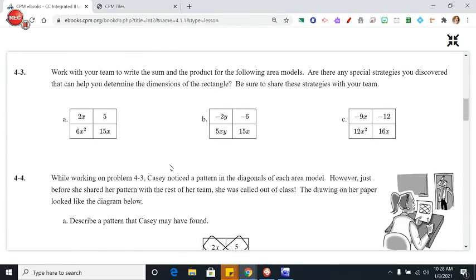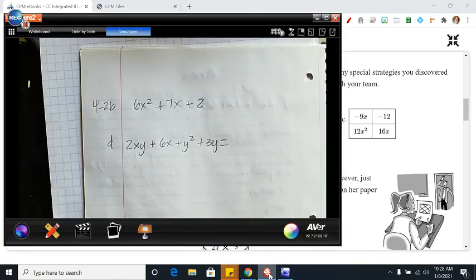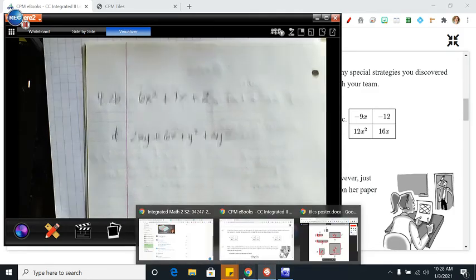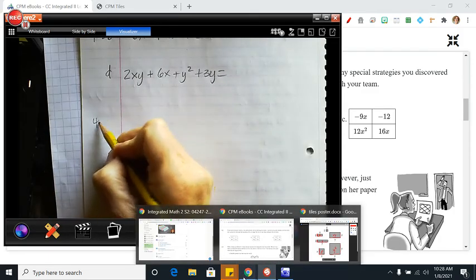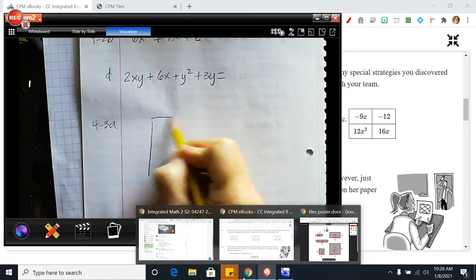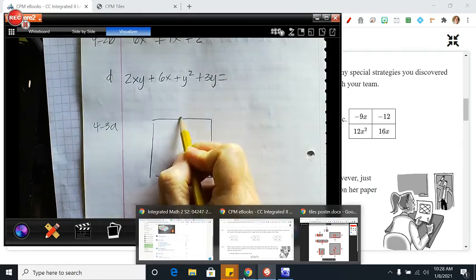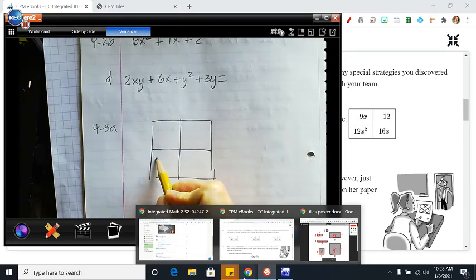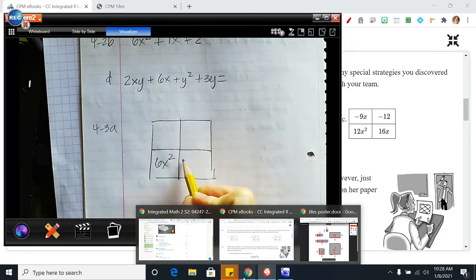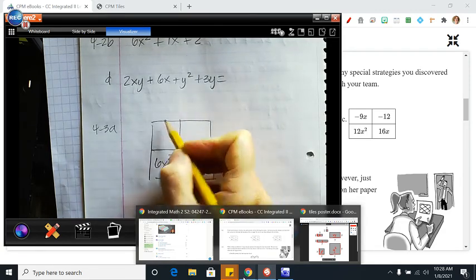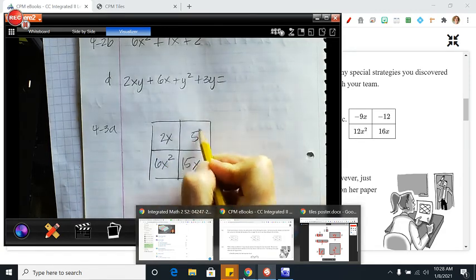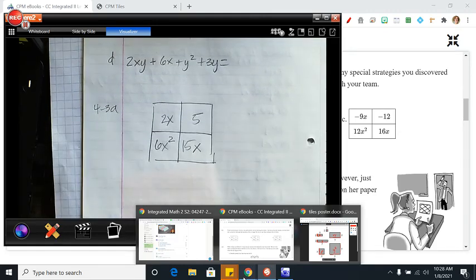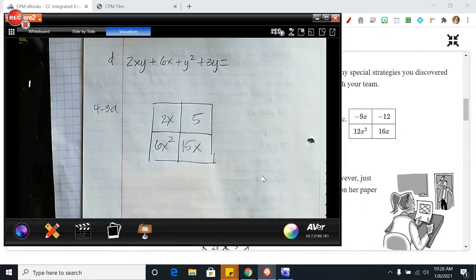4-3. Now from here on out, we're probably not going to use tiles. We can, but it's best if we try to move away from them. So I would like you to draw this one in your notebook. You have 4-3A. We've got an area model. This is the exit. And we could build this with tiles, but we tried to do it without using tiles.